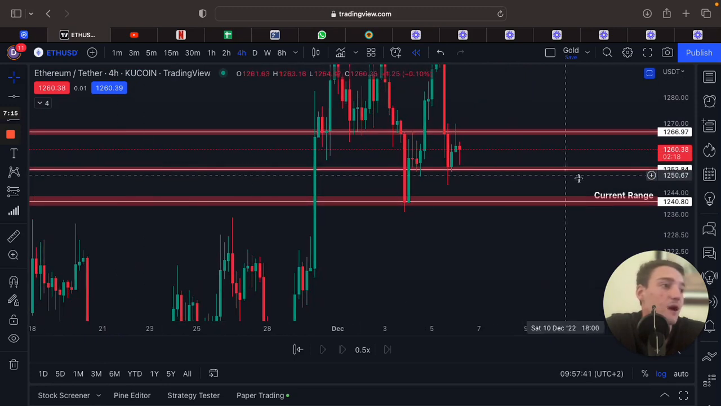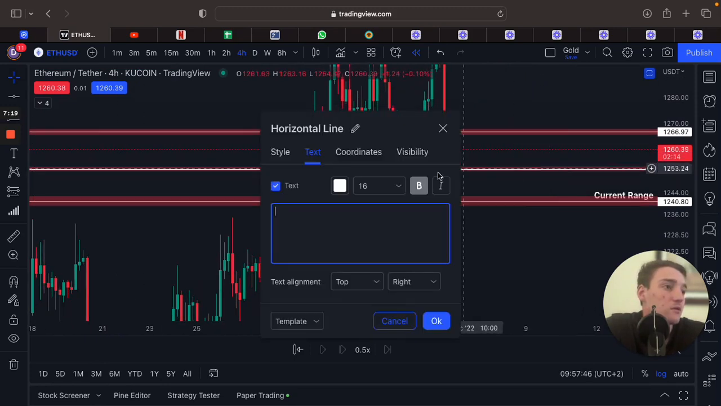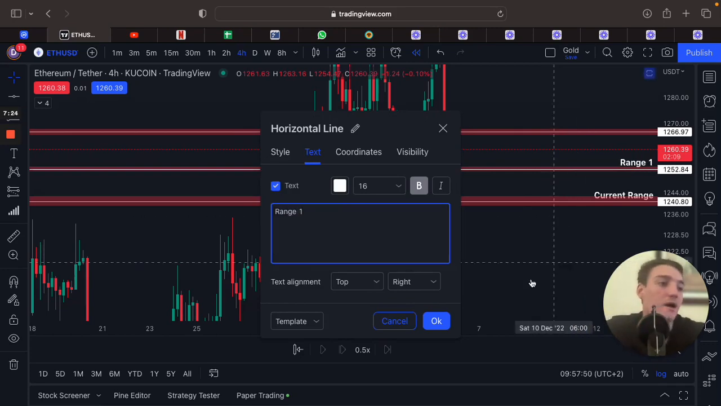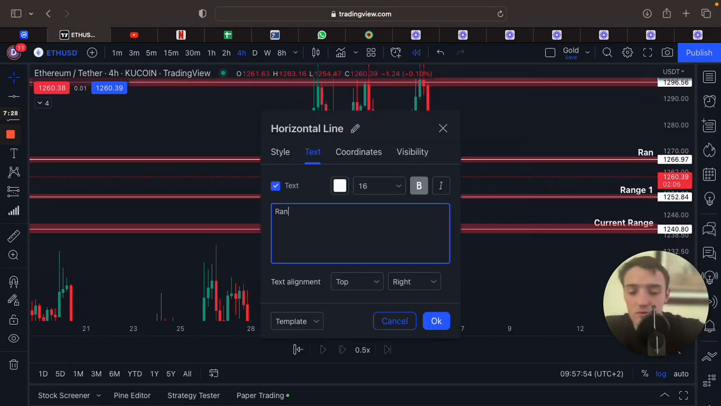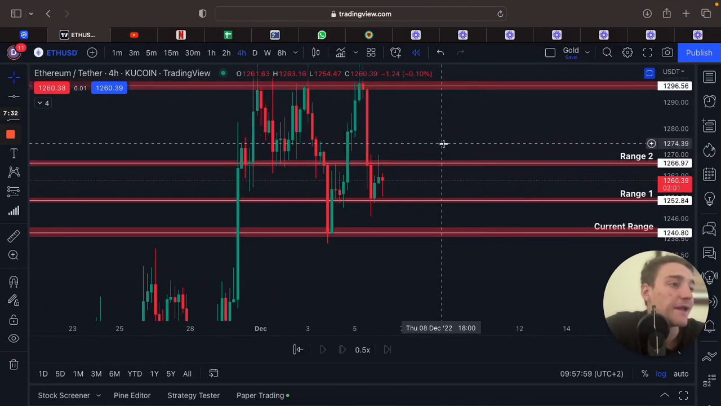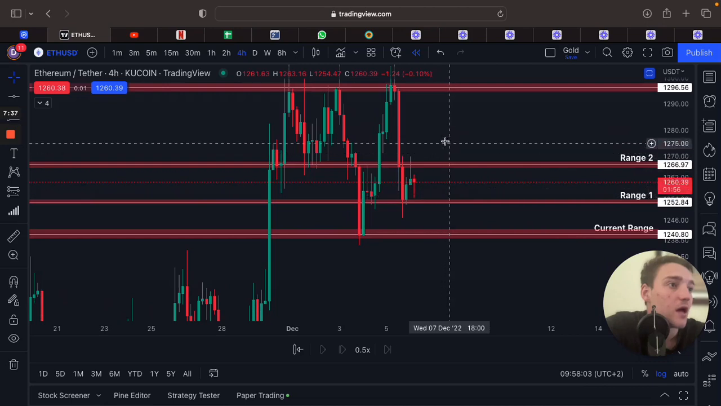So this can be our range 1. Over here would be range 2. And yeah, that's for that. For now, that's all good.